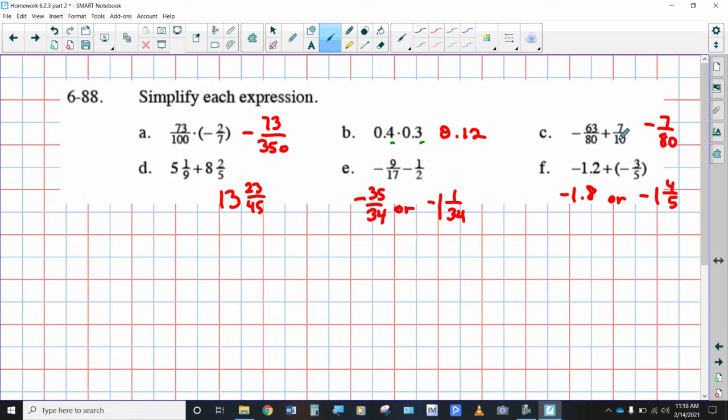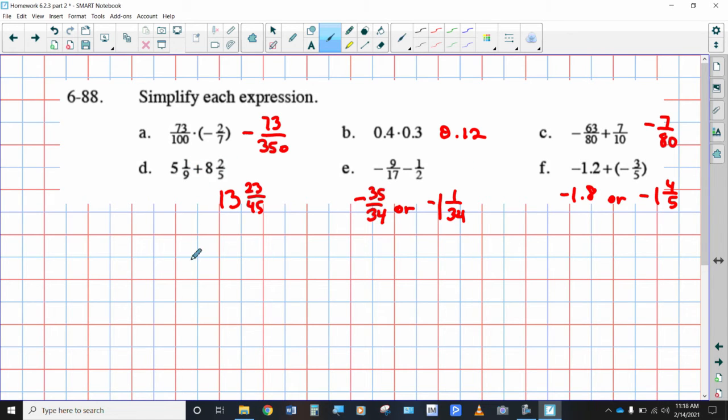Here, we would need a common denominator, so we would change this to, I believe, times 8 over 8. So it's going to be 56 over 80. And then you add negative 63 to positive 56 to get our numerator. Here, we're going to have to add mixed numbers together and get common denominators.